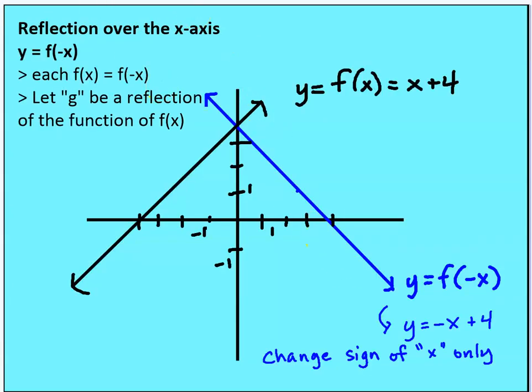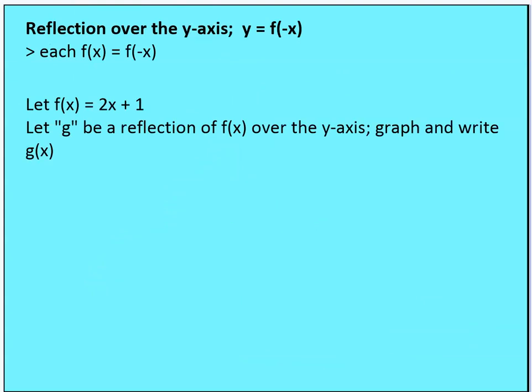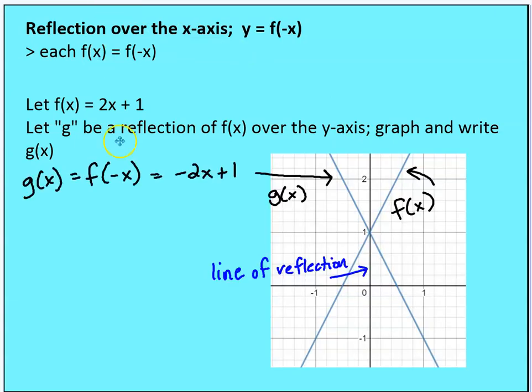Okay. All right. So here we go with another example, then we'll get into some classwork. I'm going to take the same equation, 2x plus 1. I'm going to let g be a reflection of f of x over the y-axis. I'm going to graph and write g of x. All right, so you can work along with me if you want to pause. Now I'm just changing the sign of the terms that are associated with the values that include x. It becomes y is equal to negative 2x plus 1. So you see here is a line of reflection in y, f of x, the original equation, g of x, the reflected function.